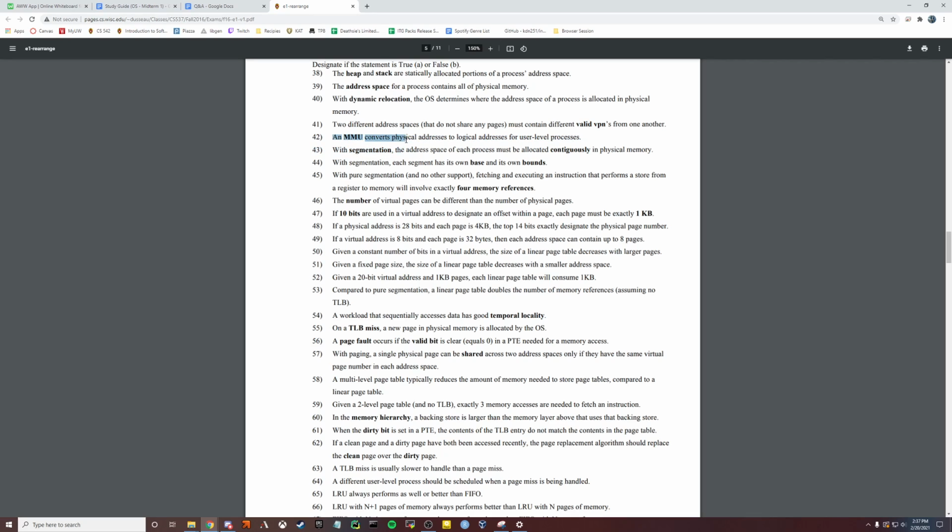42, an MMU converts physical addresses to logical addresses for user level processes. I forget what MMU stands for. Memory Management Unit. Does anyone know what lecture that was mentioned in? I'm thinking it is in lecture 4. There's 11 instances of MMU in the lecture slides. So let's see. Dynamic relocation requires hardware support. Memory management unit.